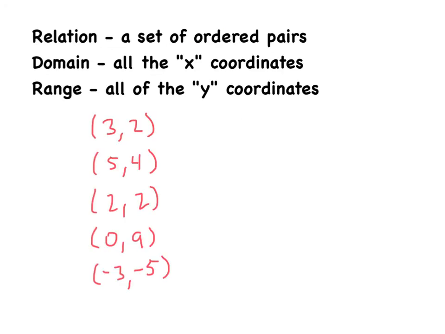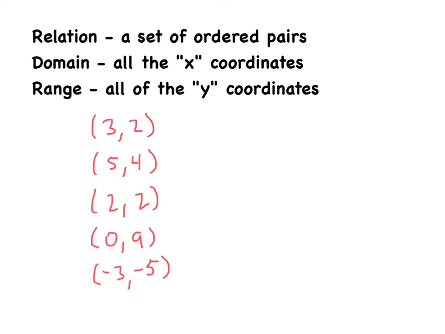Alright, on to the last 3 vocabulary words that we were talking about. They are the relation, the domain, and the range. These 3 are focused on the ordered pairs. A relation is basically just a set of ordered pairs. We have 5 ordered pairs here, and once you put them all together in this grouping, this is called a relation. This is just a set of ordered pairs.